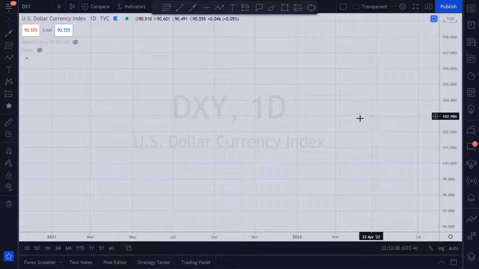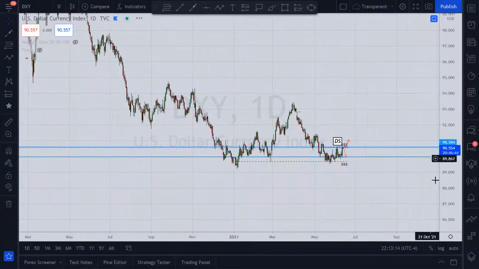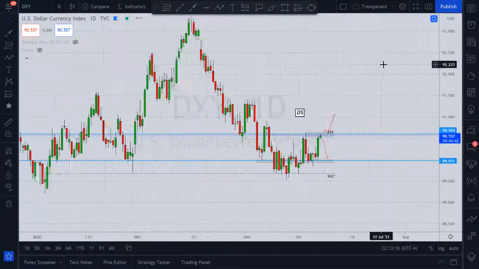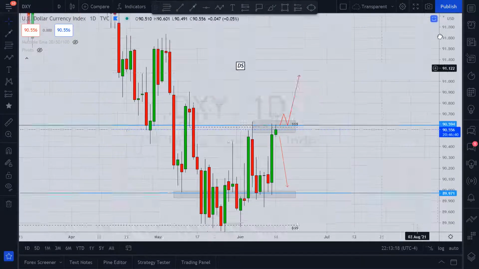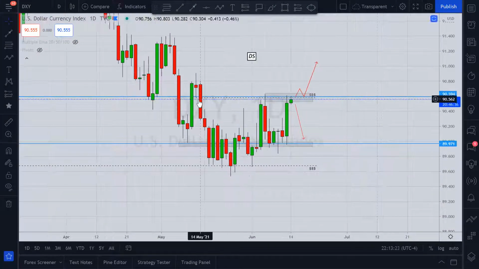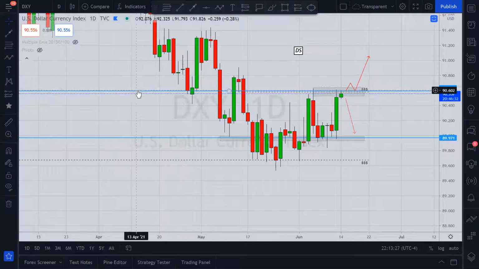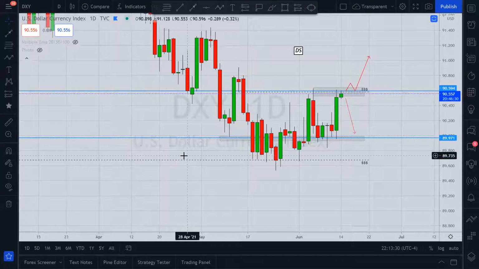Let's start with the DXY, the dollar index. I'm on a daily. And what am I looking at? I'm looking at a clear trading range. We have these two key levels of support and resistance here.